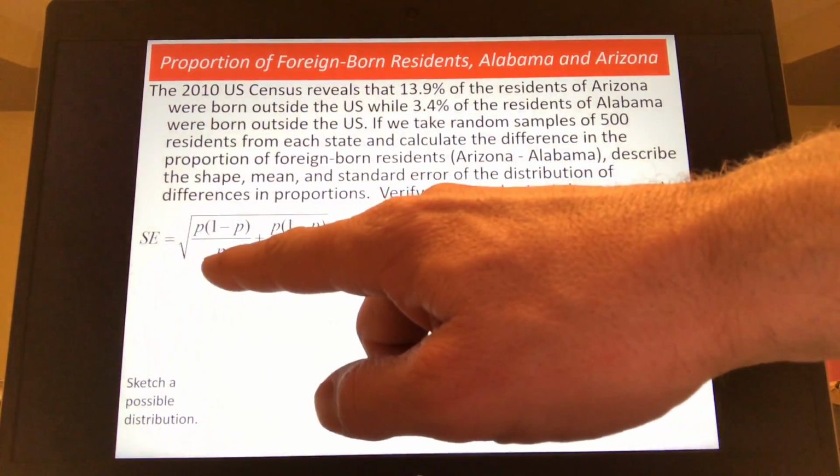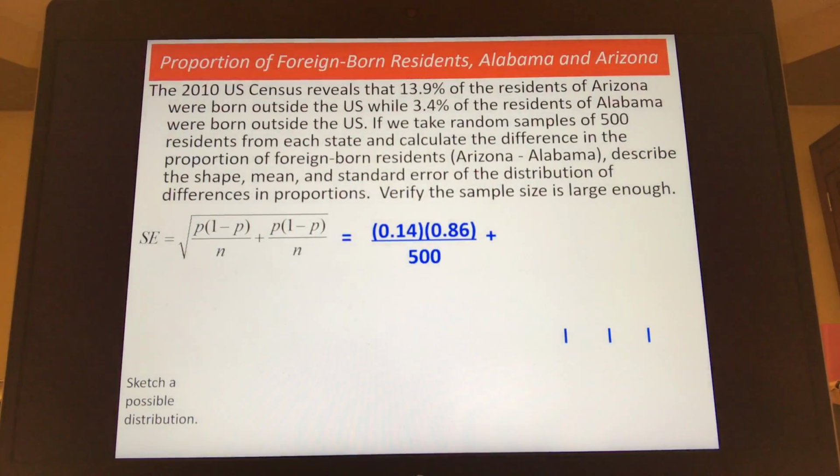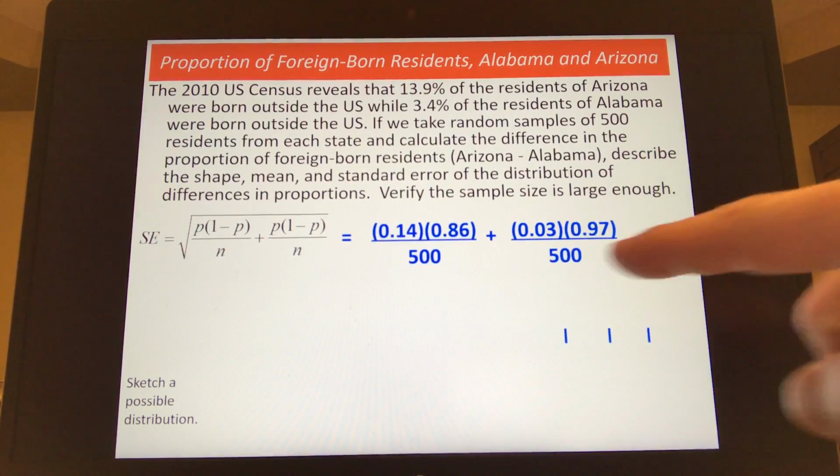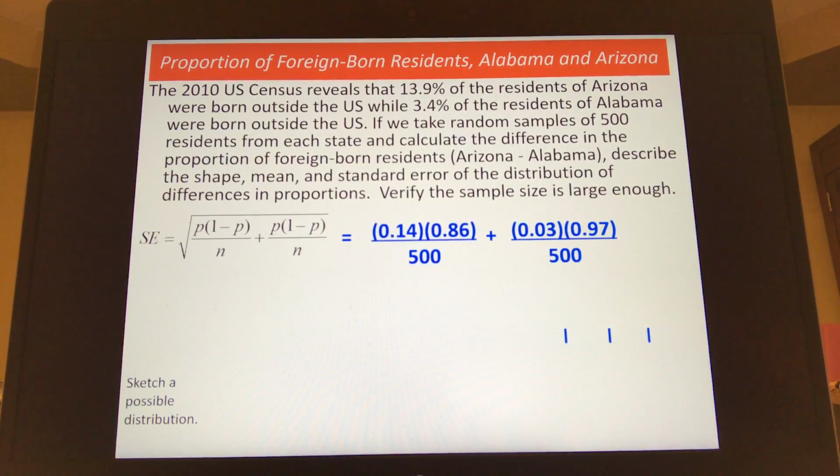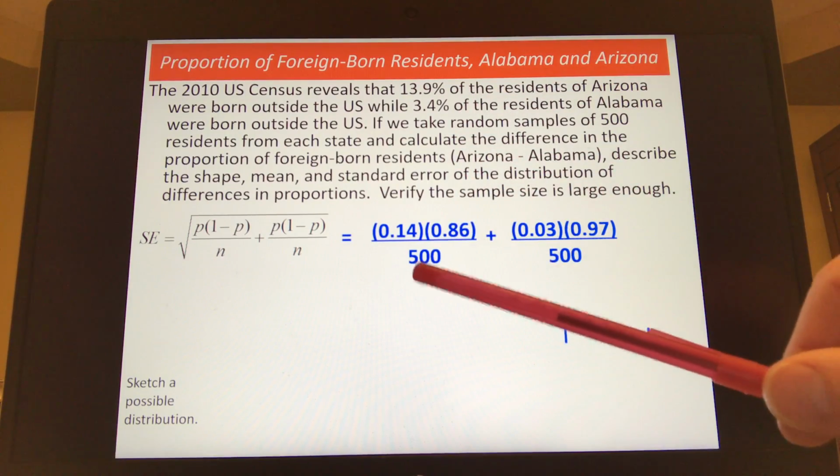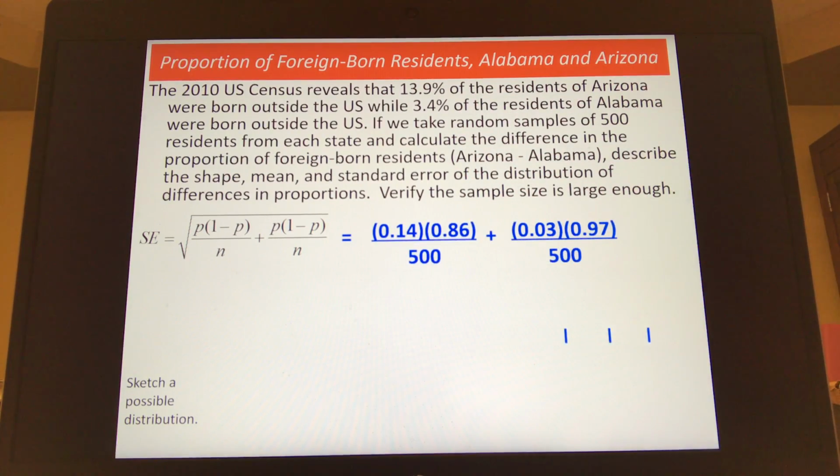Your sample size is the individual sample size. In this case, there are 500 people from Arizona that were surveyed, and there were also 500 from Alabama. Now, just to clarify, this is the same number, but they are totally different groups of people. These are Arizona residents, the other ones are Alabama residents. So even though that number is the same, and occasionally it will be, they are coming from two different groups, two different sample sizes, two different sample sets.